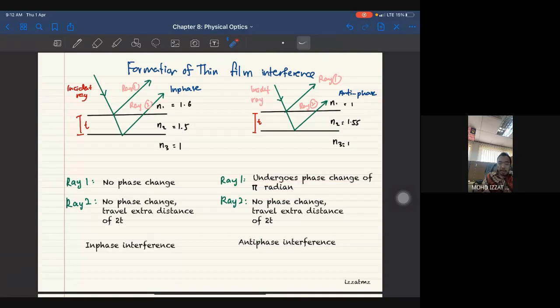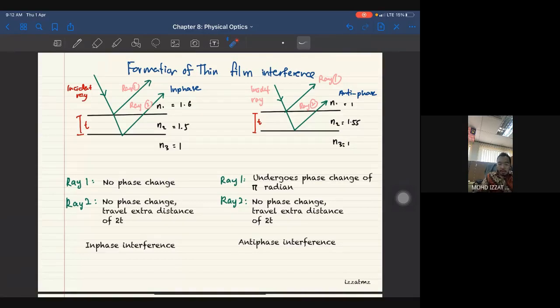Okay. The second one ni, dia masuk, ni smaller, no phase change. Tapi yang bawah ni dia travel extra 2t lah. Itu tak ada apa pun. Dia masuk, dia keluar balik, so dia travel extra 2t. Tapi kamu kena tulis juga. Dia pernah tanya describe the formation of thin film interference. Dulu dia selalu tanya dekat paper tu. Sekarang ni pun dia boleh tanya juga.